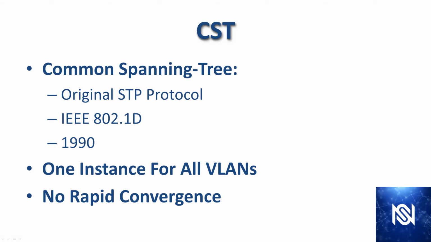All right, now we're just going to look at all of the protocols a little bit more individually. Common spanning tree, or CST, was the original spanning tree protocol. It's an open standard with IEEE 802.1d, and it came out in about 1990. And again, one instance for all VLANs and no rapid.